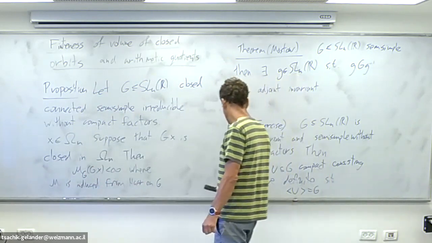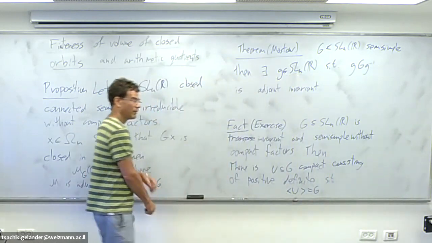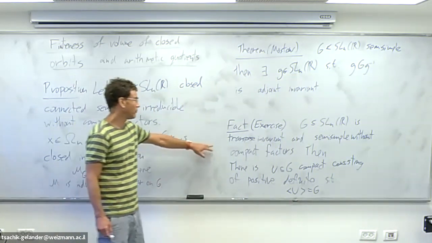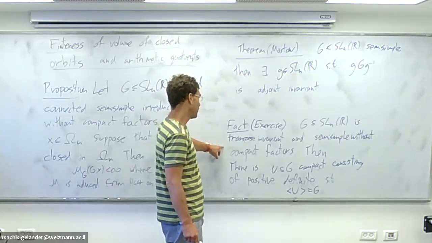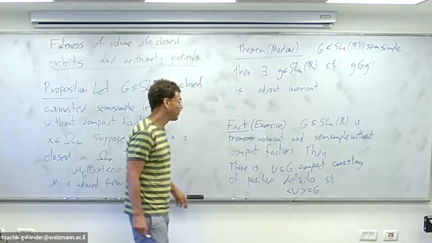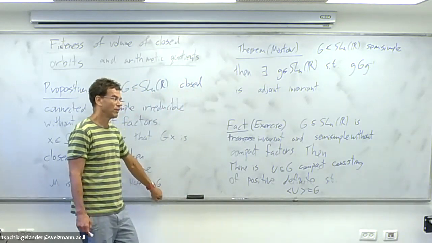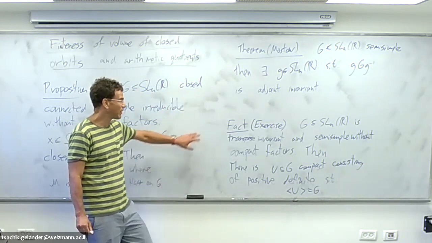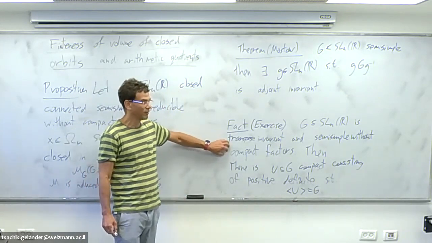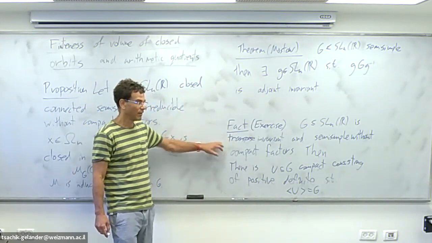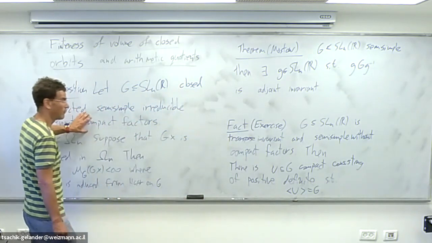Why do you say no compact factors in the fact? Because it's not true. If G is compact, SON cannot be generated by... No, here exactly you need that it's non-compact. It's not true if you're compact. And this is why here we assume non-compact.